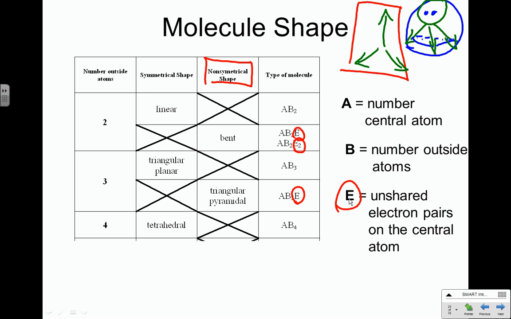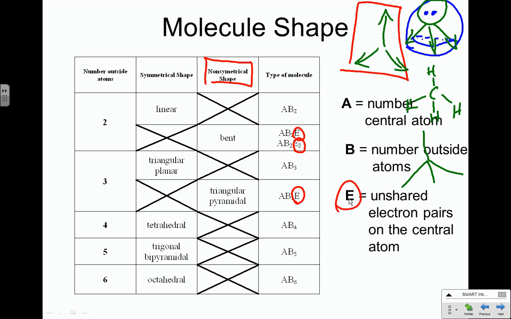Now, 4 on the outside is our symmetrical tetrahedral shape. So in this case, it would be like the trigonal pyramidal, where I have 3, but now I've got 1 going straight up as well. So what I get is a 4-sided figure, which is a tetrahedron. So we call that a tetrahedral shape. Now, there's no unshared pairs in the center atom. So this would be something like CH4, which has a carbon, and then it has 4 hydrogens coming off of it. There's no unshared pairs there. So that would be AB4. That would be our tetrahedral shape.